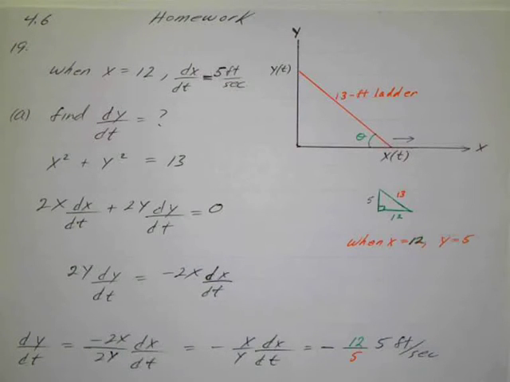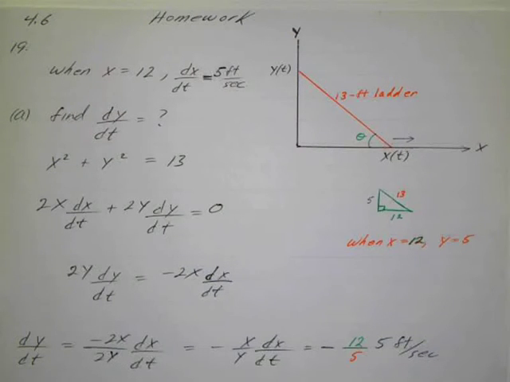Okay, more problems from 4.6, number 19. This is the sliding ladder. A 13-foot ladder is leaning against a house. When its base starts to slide away, by the time the base is 12 feet from the house, the base is moving at the rate of 5 feet per second. A, how fast is the top of the ladder sliding down the wall at that moment?